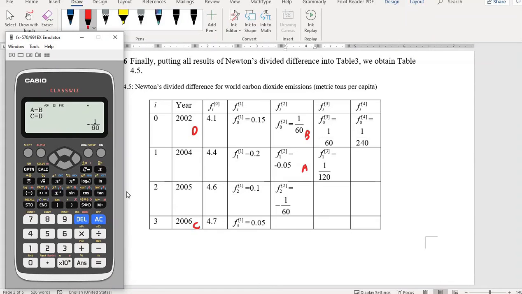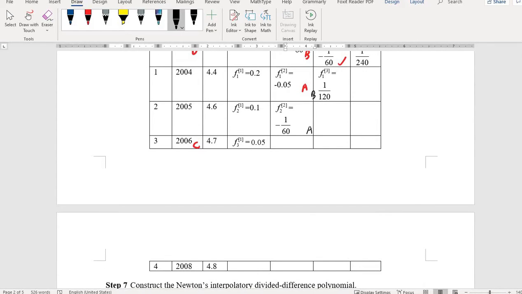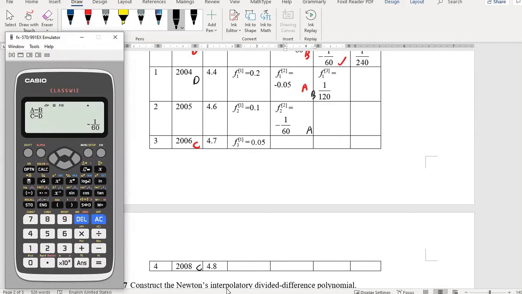So now you see you get negative 1 over 60. Next, to calculate F13, this will be your A, this will be your B. C, where's my data at the next row? So this will be your C here, and this will be your D in the black color. For the numerator, no problem, you take the bottom previous Newton divided difference, so this is A, B.